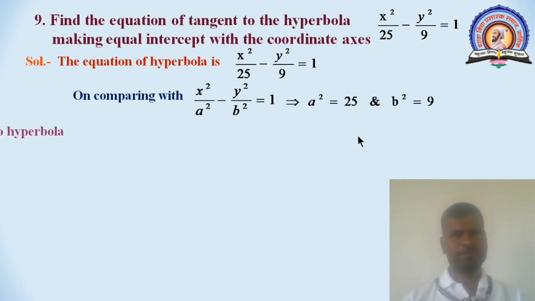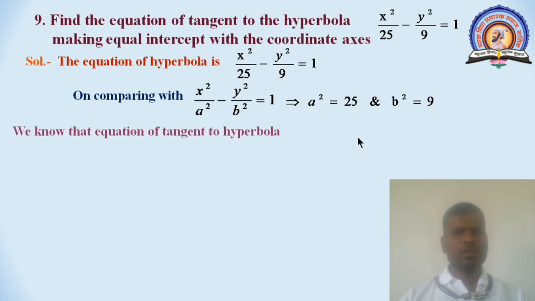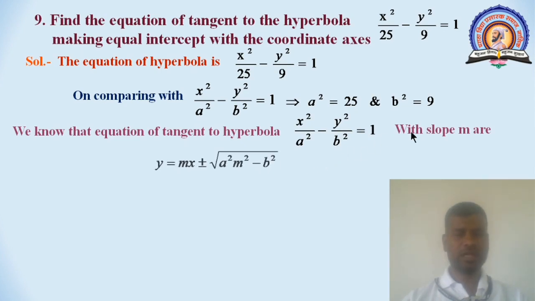Now we know that the equation of tangent to the hyperbola x square upon a square minus y square upon b square is equal to 1, having slope m, is y is equal to mx plus or minus under root of a square m square minus b square. Now we have to find the value of m. a square and b square we know, only we have to find the value of m.